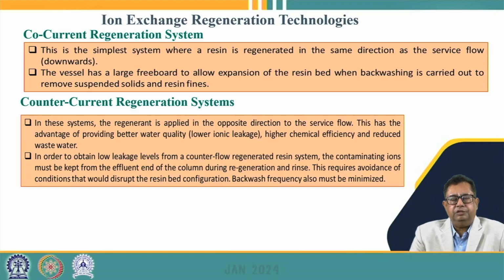And the counter current regeneration system has a definite advantage in that it provides a better quality of water because it has a low ionic leakage and a higher chemical efficiency. It also results in a lesser amount of regenerant being used, and it reduces the wastewater generated from the ion exchange process. So let us talk about what the co-current regeneration system and the counter current regeneration system are.